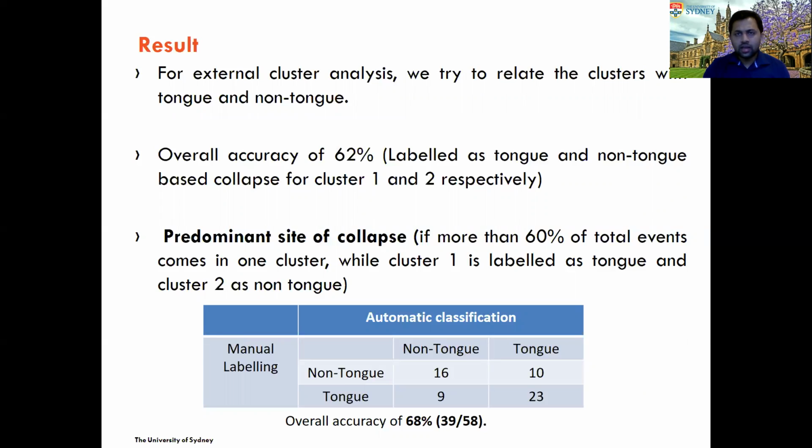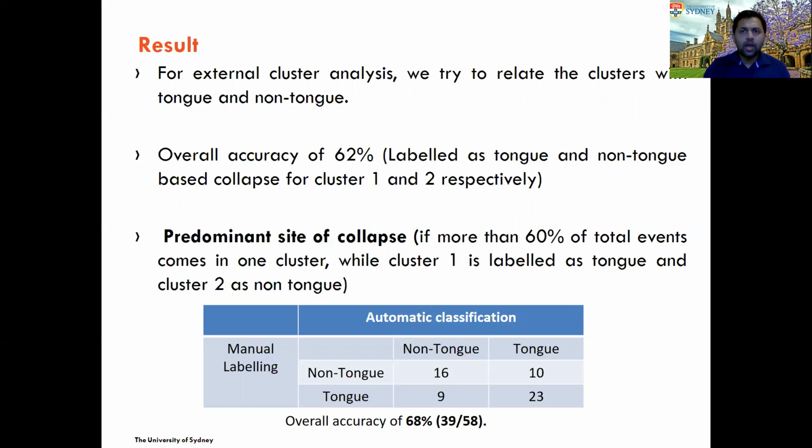The performance showed that the model achieved an overall accuracy of 62% when we assigned the label as tongue and non-tongue based collapse for cluster 1 and cluster 2 respectively, which is similar to the supervised method. Also, we try to relate the cluster with the predominant site of collapse if more than 60% of total events come in one cluster, while the cluster 1 is labeled as tongue and cluster 2 is labeled as non-tongue. It shows an accuracy of 68% while it was around 80% in supervised model.